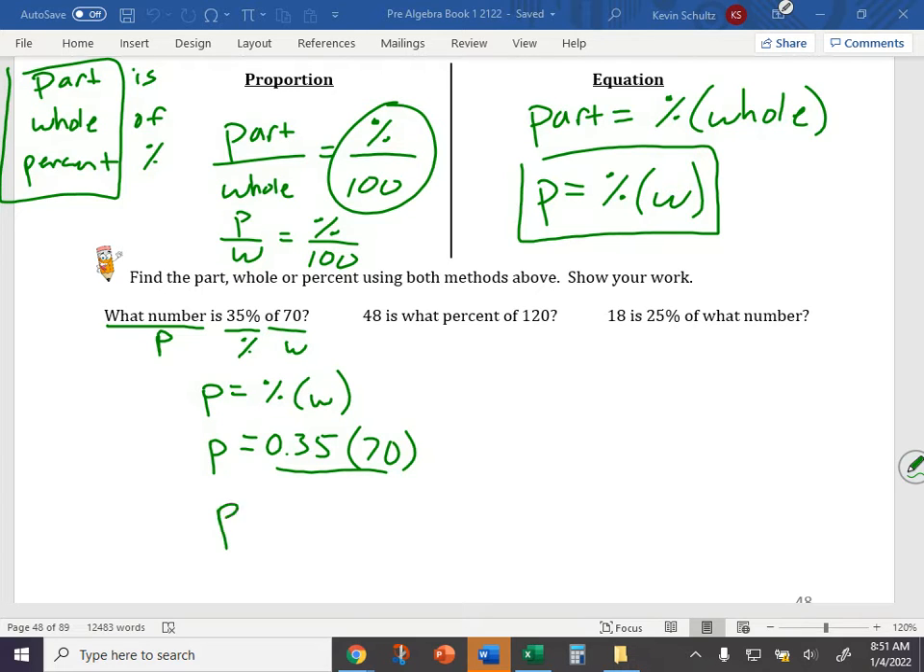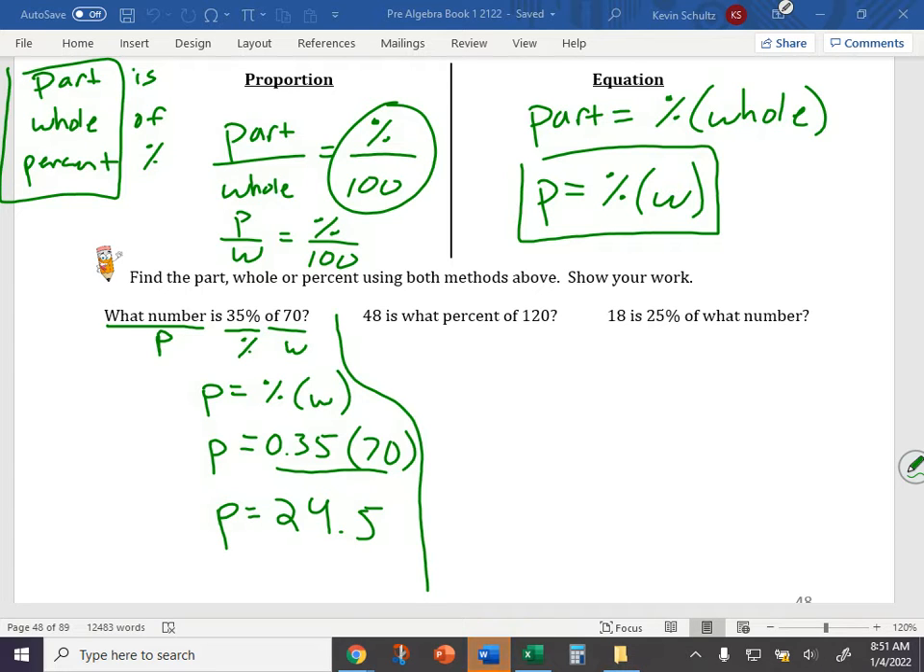24.5. And did we get 24.5 as an answer yesterday when we used the proportion method? Yes. So we can be confident that we are correct. But the advantage of this one, with that variable already by itself, is we didn't really have to do any movement. We just had to simplify that right side.